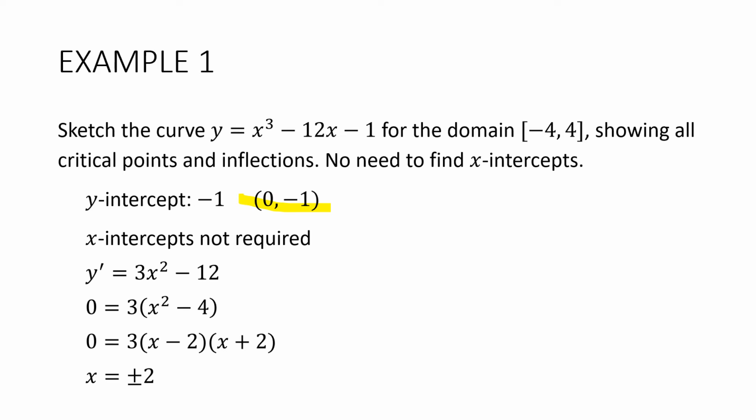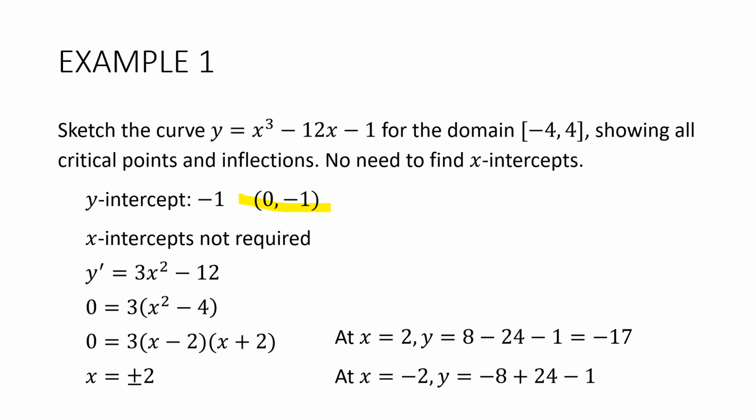Now we need to find the corresponding y coordinates for those 2 points. So we need to substitute x equals positive 2 into here, and then substitute negative 2 into here. So at x equals 2, y is equal to 8 take away 24 take away 1, which is negative 17. And at x is equal to negative 2, we've got negative 2 all cubed, which is negative 8, take away 12 lots of negative 2, which is positive 24, take away 1, which is 15.